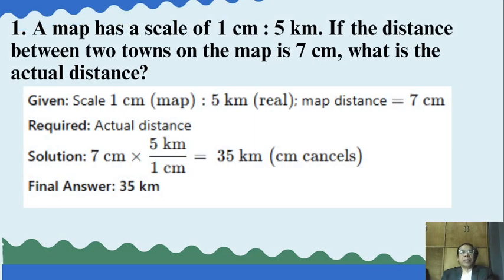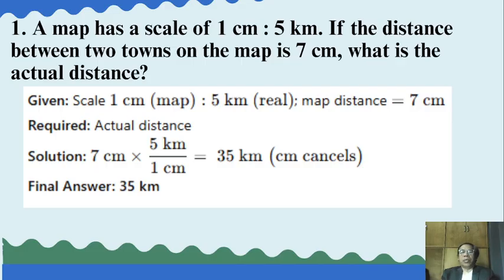Practice problems. Number 1. A map has a scale of 1 centimeter is to 5 kilometers. If the distance between two towns on the map is 7 centimeters, what is the actual distance? So, given a scale of 1 centimeter on the map is to 5 kilometers real. So, the map distance is 7 centimeters. We are required the actual distance.